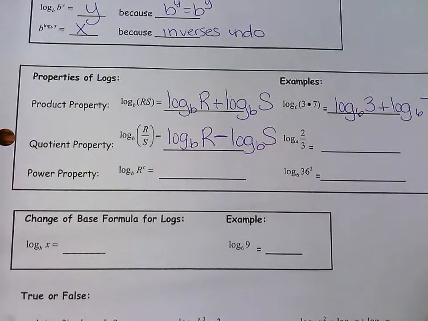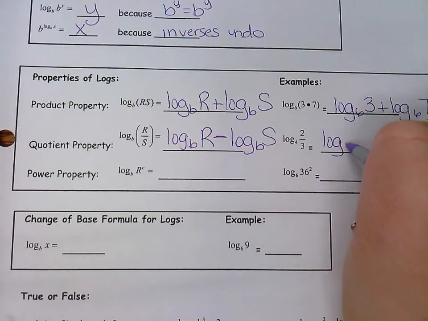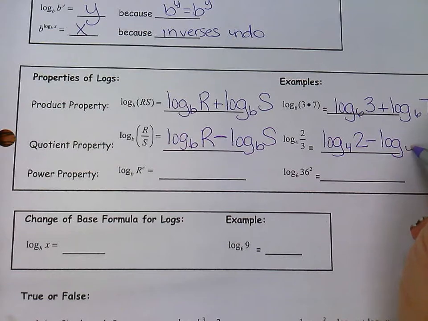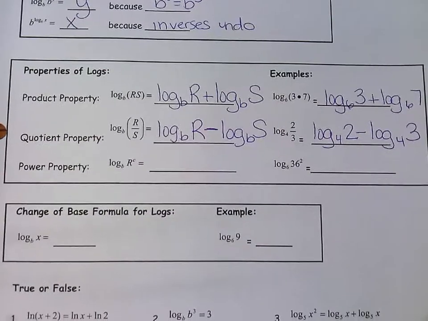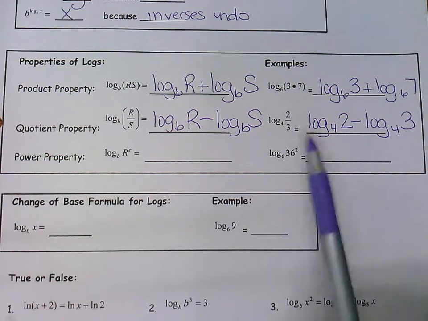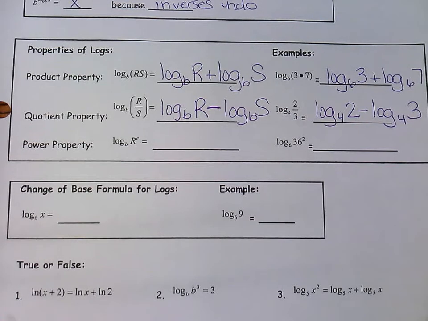So right now it kind of seems pointless, but we are going to learn how to simplify logs to solve equations. So it's kind of an intermediate step. So the log base 4 of 2 minus the log base 4 of 3. I'm just writing it out as two separate logs. The property in and of itself is really useless. You really need it when you're solving something. So we're going to need these on the next kind of task.